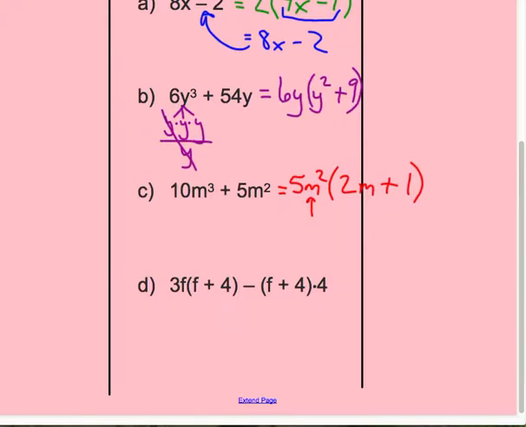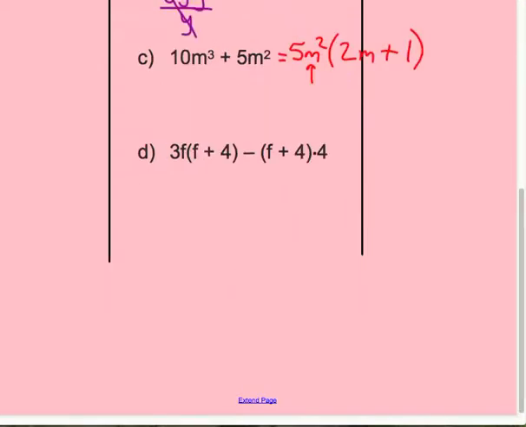All right, part D looks a little bit different. So what I want you to recognize with this one is that this is one term, and this is your second term. Each term is a product, and our product doesn't end until we hit the end of the parentheses. So when I look at my two terms, I notice that they both have a common factor of f plus 4. So I'm going to divide out the f plus 4 for my first term, which will cancel the f plus 4, leaving me with 3f. Keep the minus sign. For my second term, when I divide out or cancel the f plus 4, I have a 4 left.